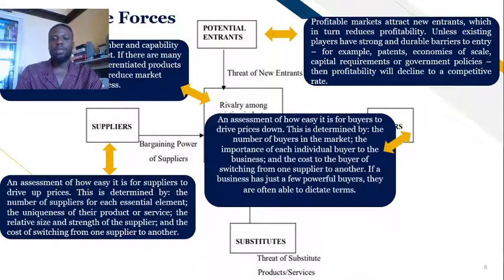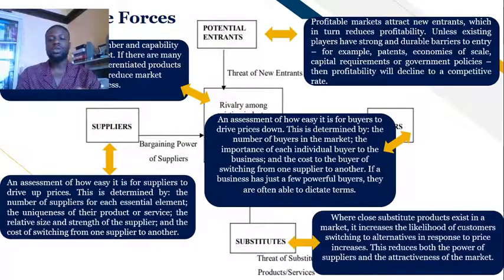Now, when you're looking at the buyers aspect, this is an assessment of how easy it is for buyers to drive prices down. This is determined by the number of buyers in the market and the importance of each individual to the business. Generally, if the business has fewer potential buyers or powerful buyers, they are often an indication of how prices can be influenced.